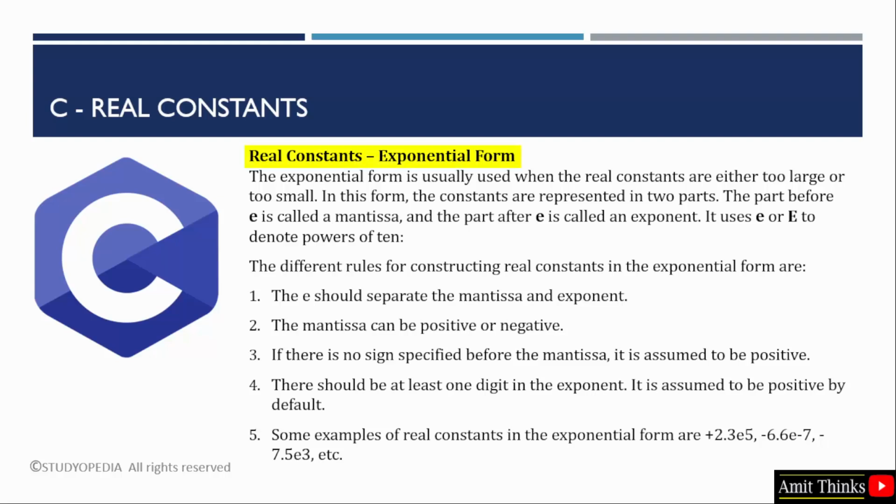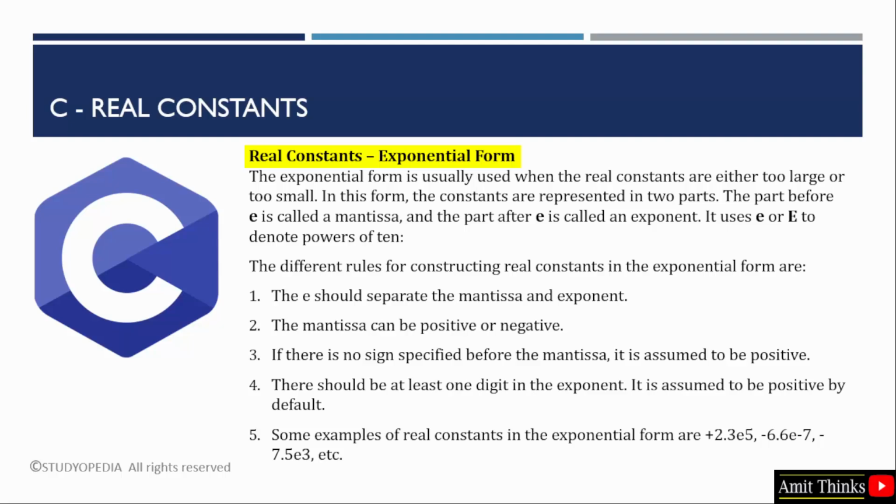Now let us see the exponential form of the real constants. This is used when the real constants are either too large or too small. That's why it uses small e or capital E to denote powers of 10. The constants are represented in two parts in exponential form. The part before e is called mantissa and the part after e is called an exponent. This scientific notation of small e or capital E is to denote powers of 10, making it easier to represent very large or very small numbers.